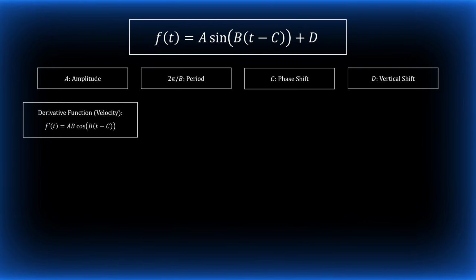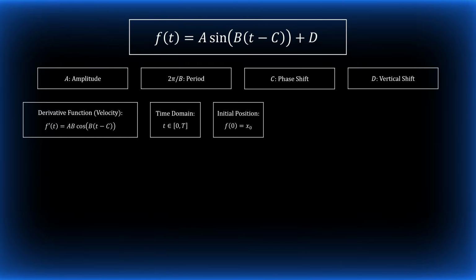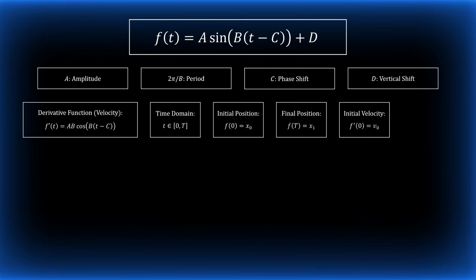We're going to need the derivative function because we're working with velocities. Our variable t here for time is going to vary from 0 to capital T, where capital T is the length of the animation. That could be whatever you want, 2 seconds, 5 seconds, 20 seconds. So f of 0 is your initial position, f of capital T is your final position, and then of course your initial and final velocity.